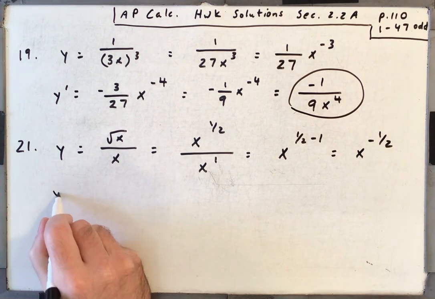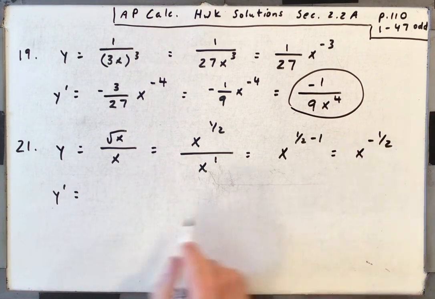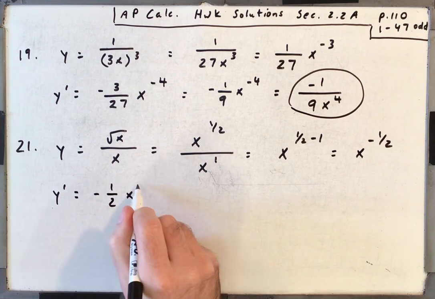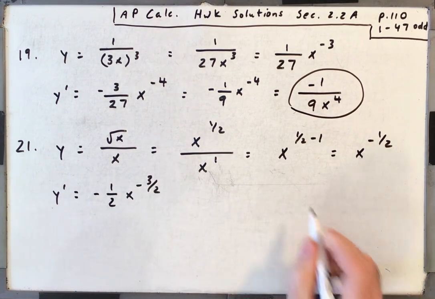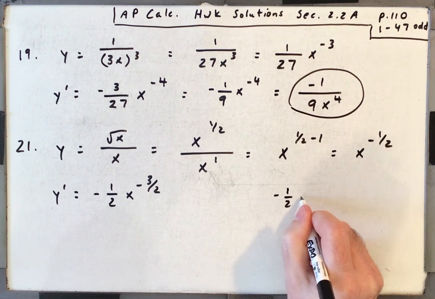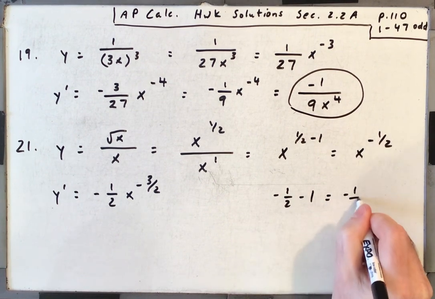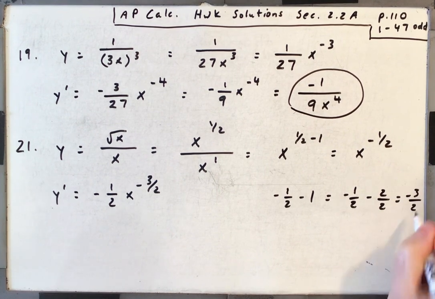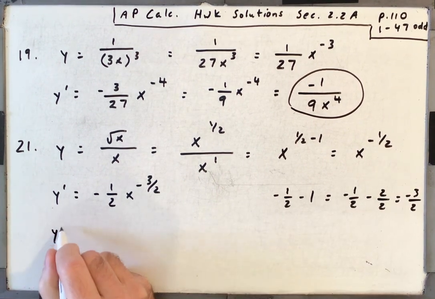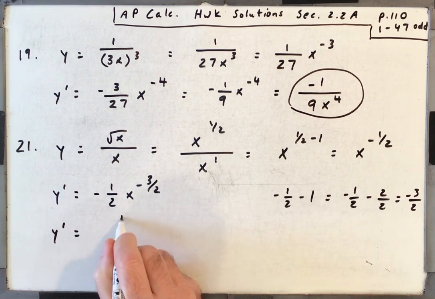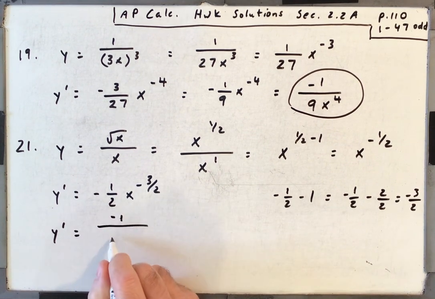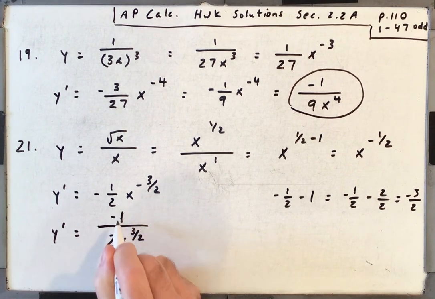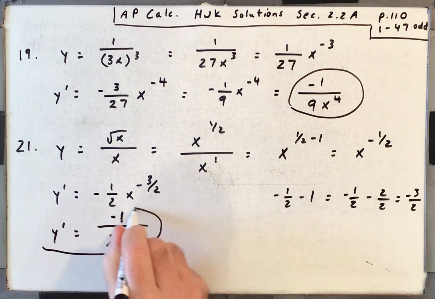Now let's use the power rule. So we just want to rewrite it to our advantage. So that's negative 1/2 x to the minus 3/2. How did I get minus 3/2? Well, negative 1/2 minus 1 is negative 1/2 minus 2/2, which is negative 3/2. So to clean that up, make the exponent positive, that's negative 1 over 2x to the positive 3/2. So let's not forget about that negative 1 that stays on top.